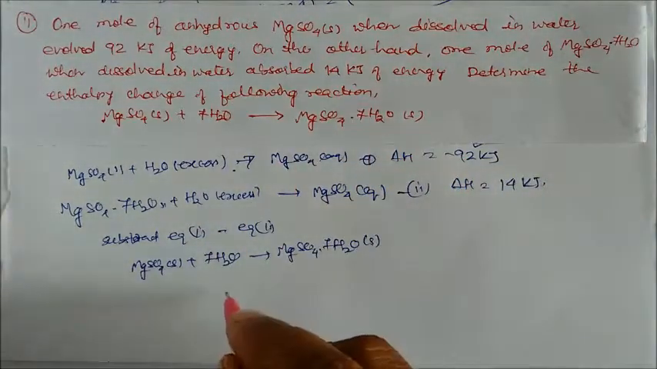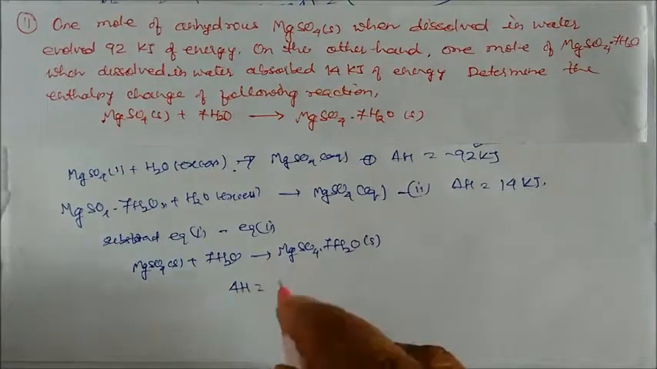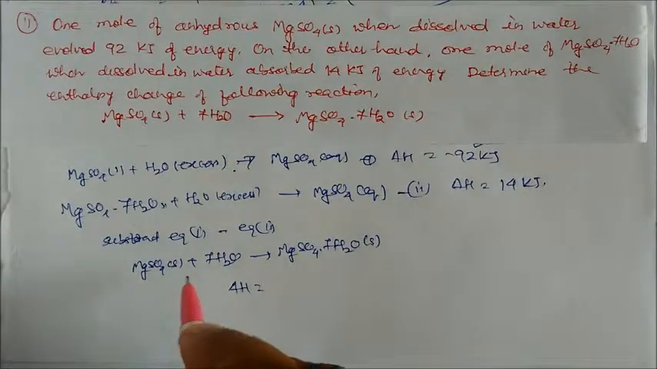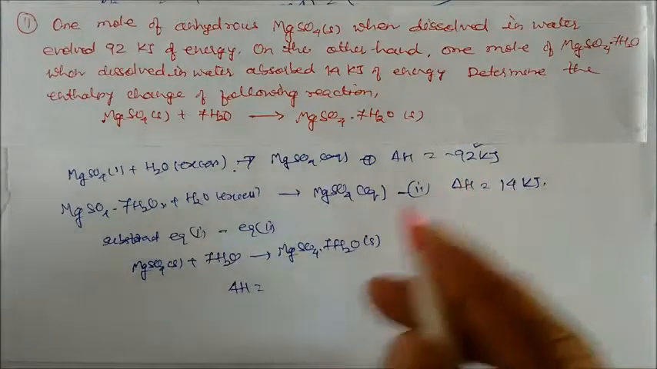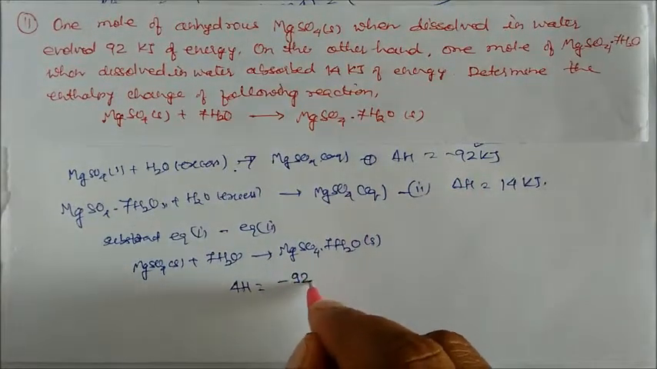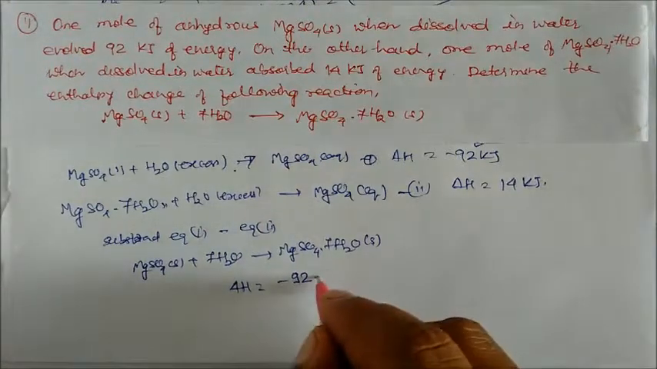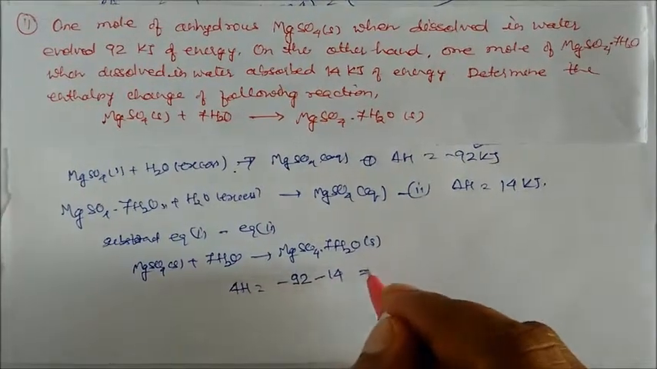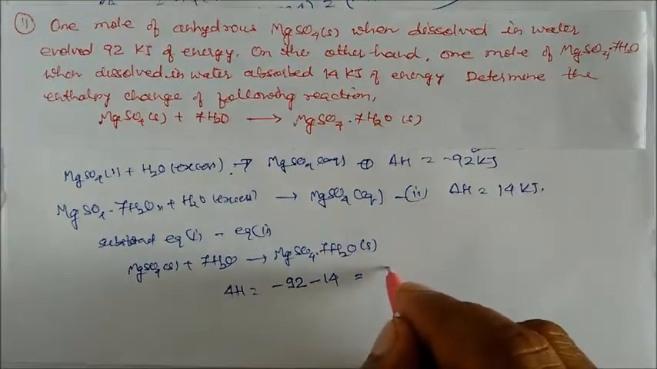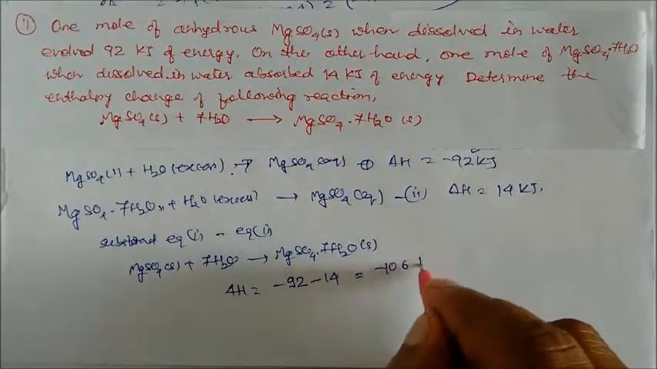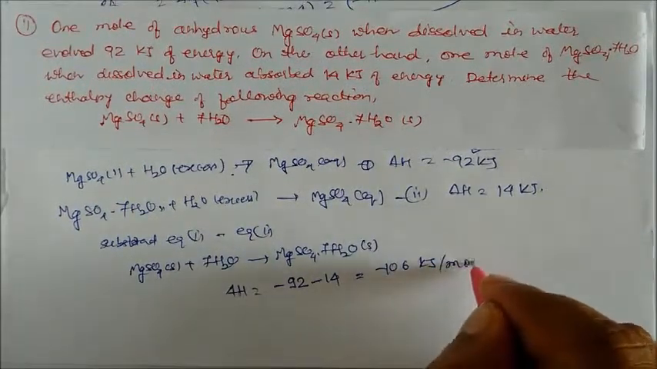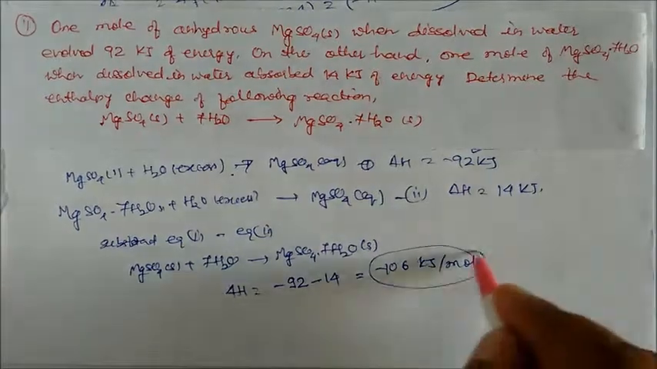Here delta H will be, since we are subtracting, minus 92 minus 14. If we subtract 14 also, we get the value. The value will be minus 106 kilojoule per mole. So this is basically our answer.